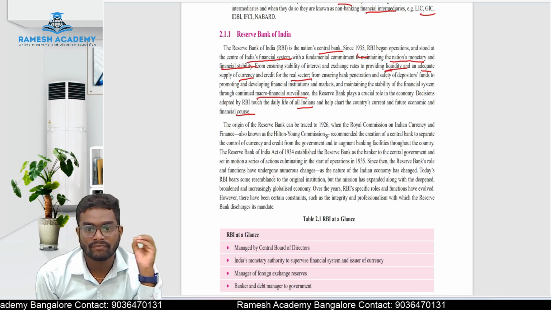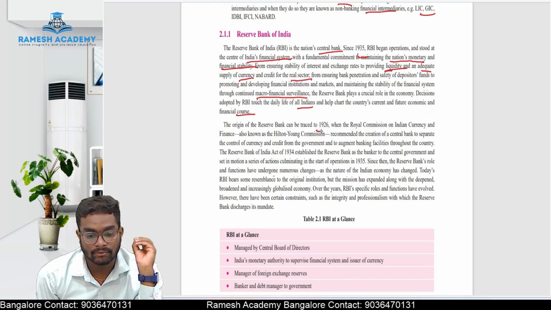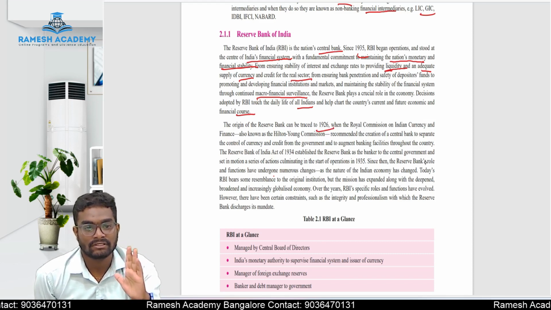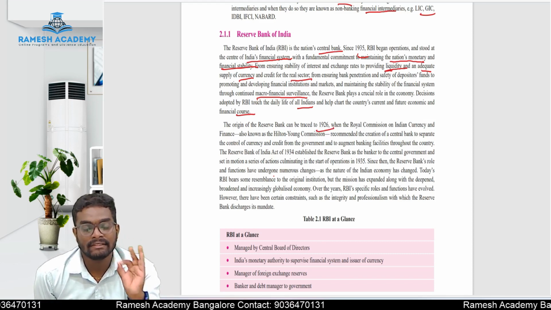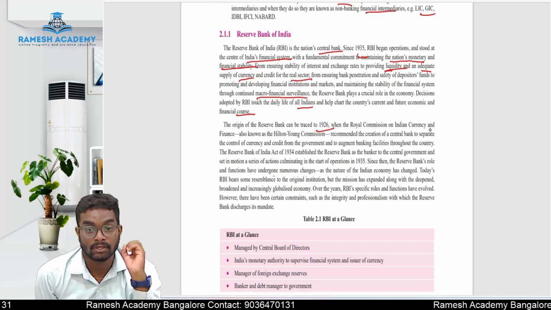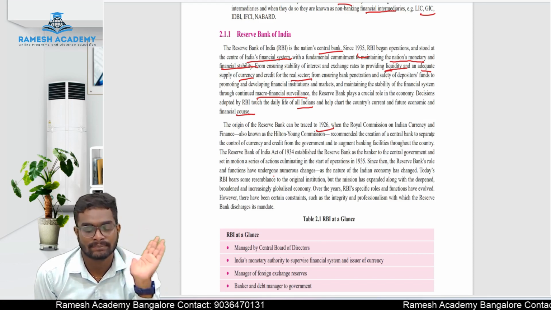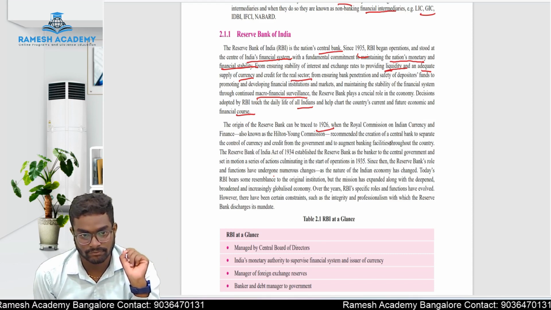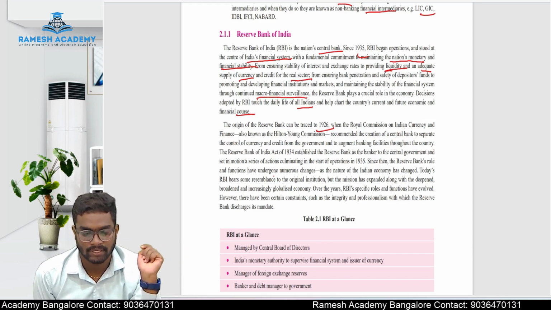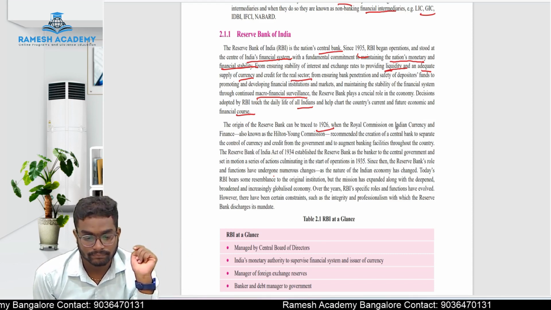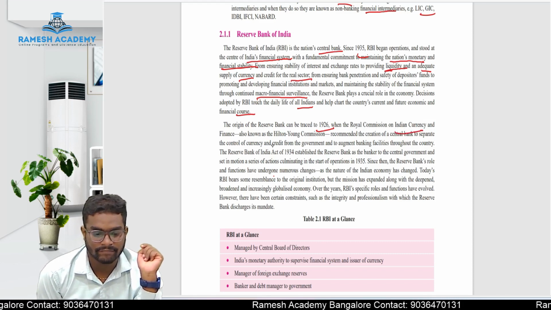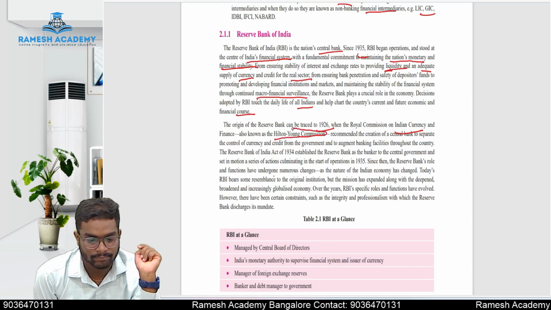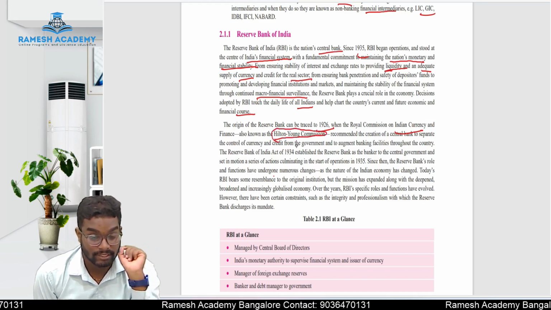So next, the origin of RBI can be traced back to 1926. As per our information, we thought that it was in 1935 when the RBI Act was passed. Now they are telling that even before that it has some background. So the origin of RBI can be traced to 1926, which means 9 years before the Act was passed, when the Royal Commission on Indian Currency and Finance, also known as the Hilton Young Commission, please mark this as important, it may be asked in MCQs.